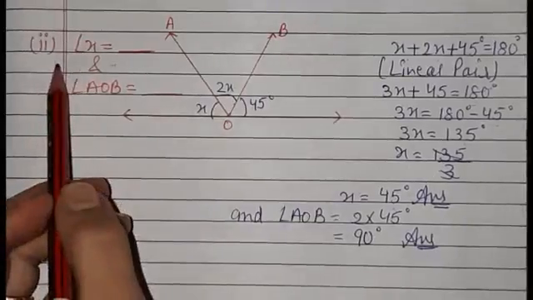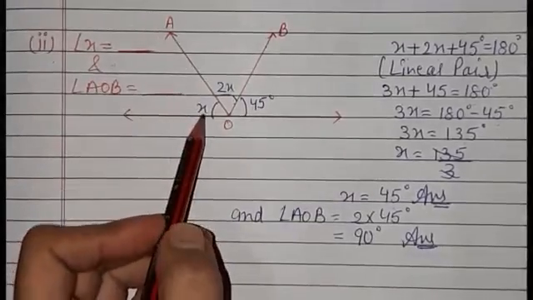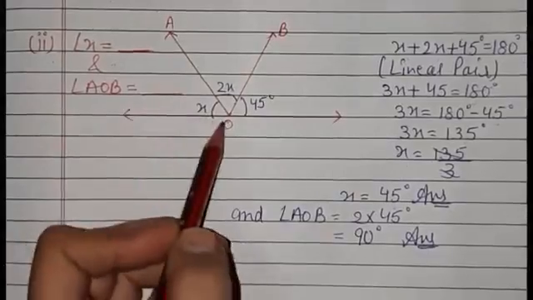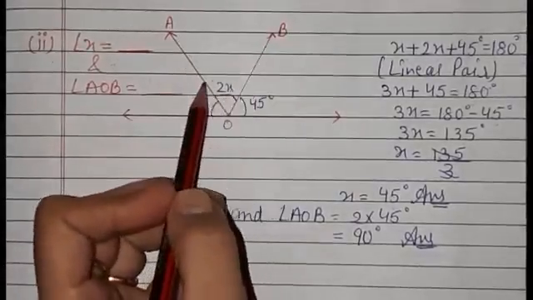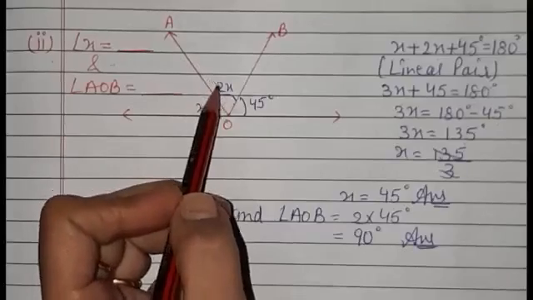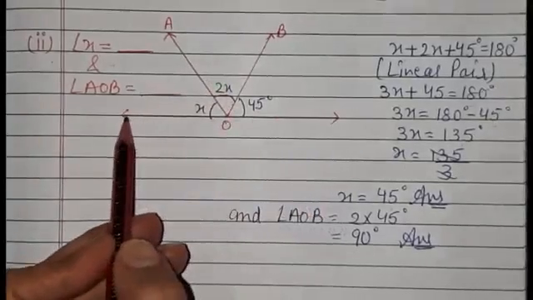Come to the second part. In the second part, we have to find the angle X and angle AOB. This is 2X, right? For that, we know that this is a straight line.